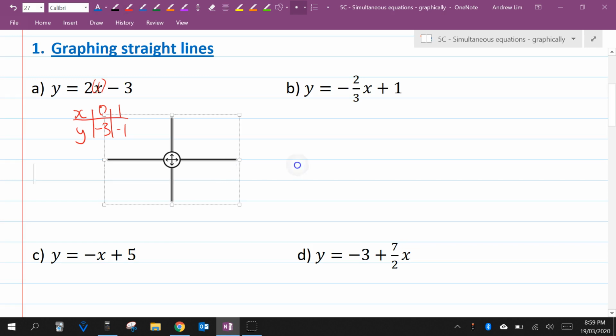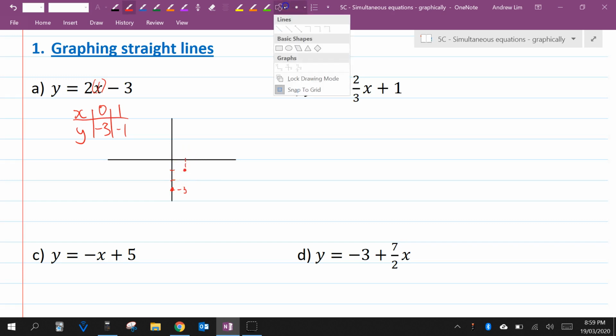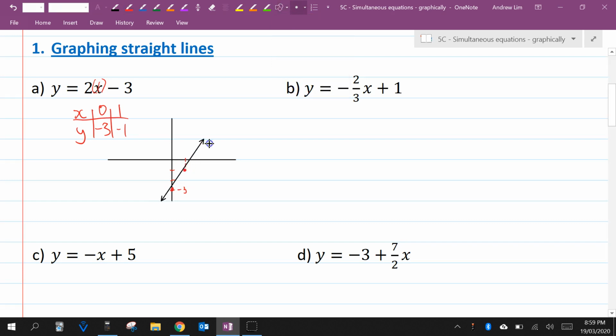So 0, minus 3, let's go minus 1, minus 2, minus 3. That's 0, minus 3. And 1, minus 1 is about there. And now we can draw our straight line. It should go through both points. And we can just label that y equals 2x minus 3. This is our x and that's our y-axis.